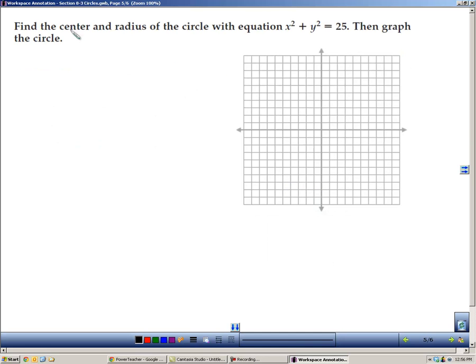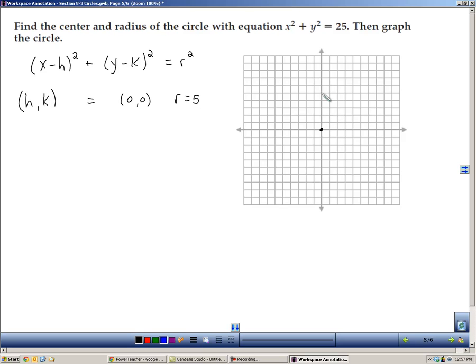Here we're asked to find the center and the radius of a circle with this equation, and then we're asked to graph it. Well, here's the general form for a circle. So if we compare our equation to that, we can see that our h and our k are zeros. So we know the center of our circle is at 0, 0, at the origin. So I'll put a dot here. We also know that r squared is 25, which means that the radius has to be a 5.